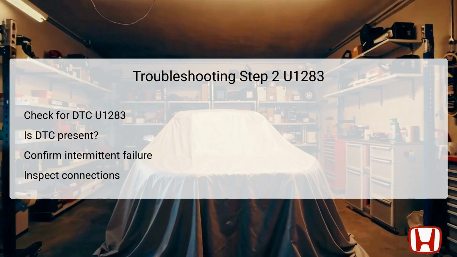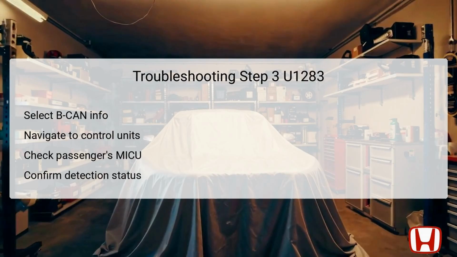If the code does not appear, it may indicate an intermittent failure, suggesting that the system is currently functioning as intended. However, it's essential to check for loose or poor connections between the two units, as these conditions may lead to sporadic errors that can be easily overlooked. Ultimately, this thorough investigation is crucial for isolating and fixing the underlying issue.